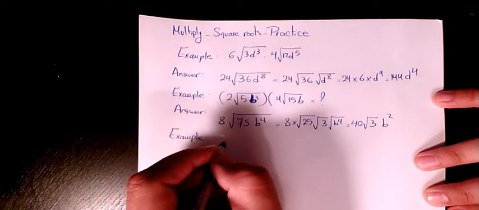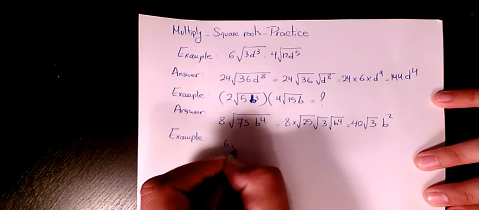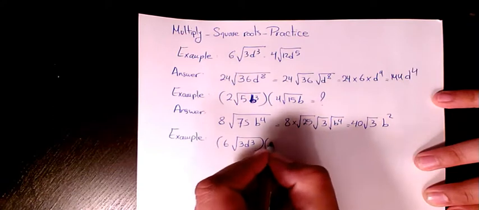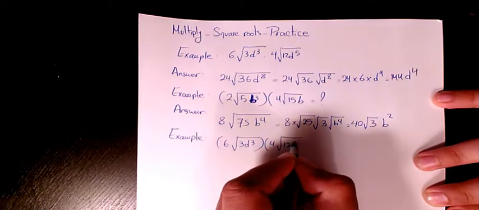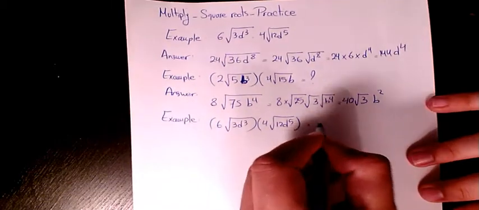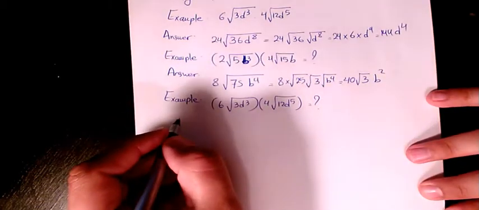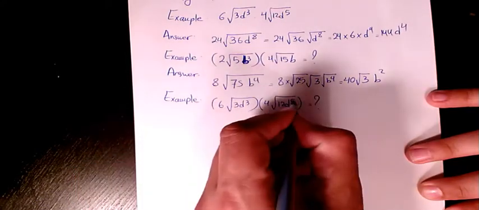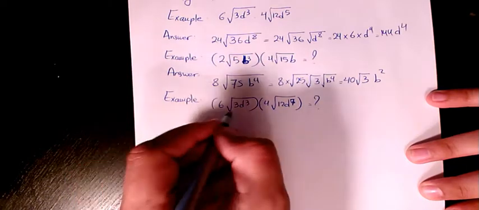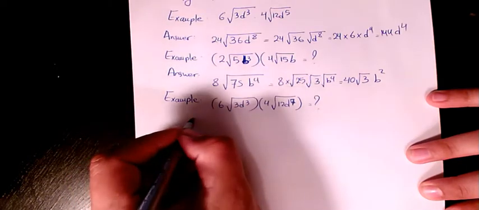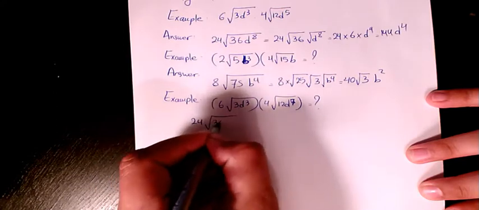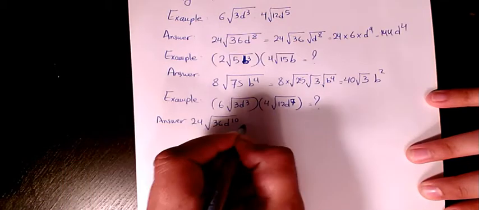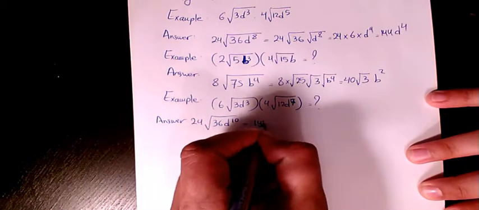Next example, 6 root 3d cubed times 4 root 12 d to the power of 5, d to the power of 7. So it's going to be 6 times 4 is 24. Then 36 d to the power of 10. That's the answer, which is going to be 24 times 6, 144, d to the power of 5.